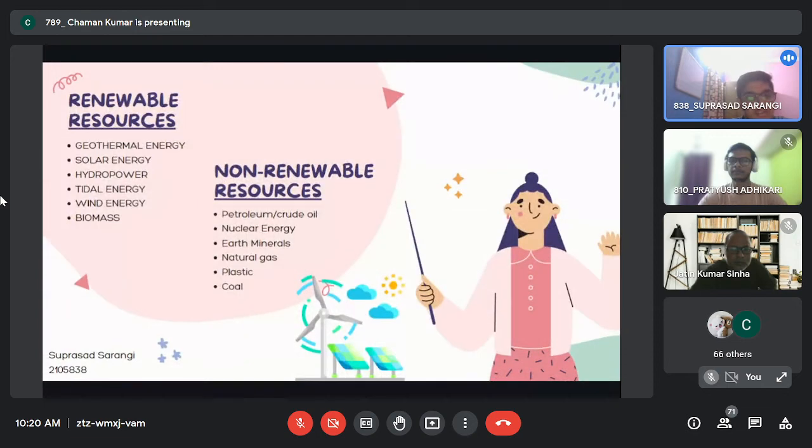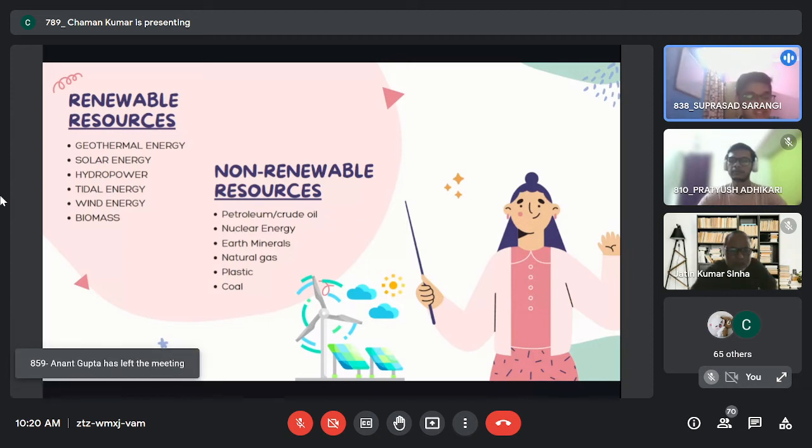Renewable resource and non-renewable resource. What is a renewable resource? These are the resources that are available in infinite quantity and can be used repeatedly. For example, forest, wind, water, etc. Its classification are solar energy that comes from the sun, geothermal energy from the heat inside the earth, wind energy, biomass from plant, and hydropower from flowing water.